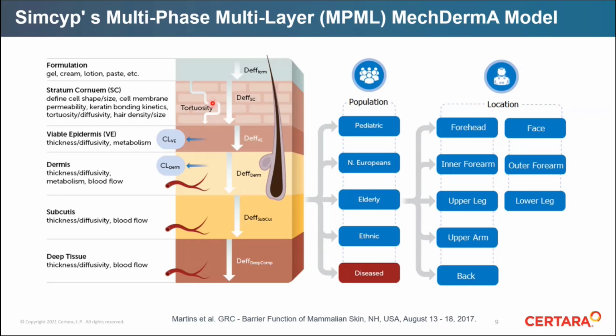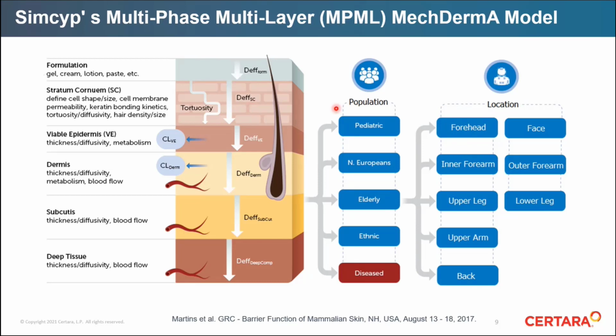The model considers an effective diffusion coefficient across the skin surface. It also takes into account the tortuosity of the skin surface. Afterwards, the stratum corneum, the viable epidermis, dermis, subcutaneous, and deep tissues can be modeled. The drug can be absorbed into the systemic circulation via dermis, subcutaneous, and deep tissue. A clearance can also be defined if there is a metabolic clearance happening in different layers of the skin; that could also be defined in the model.